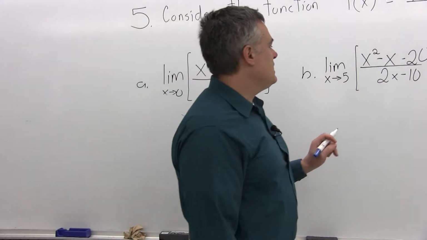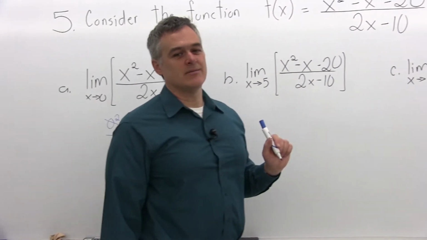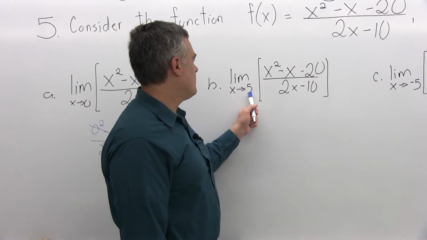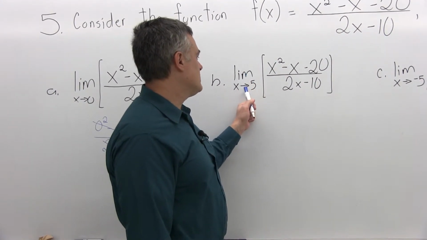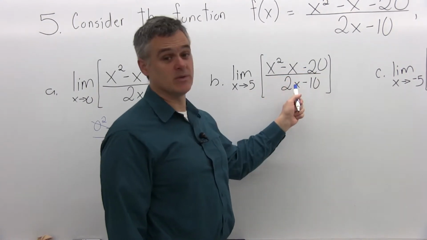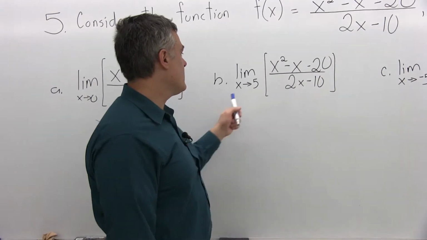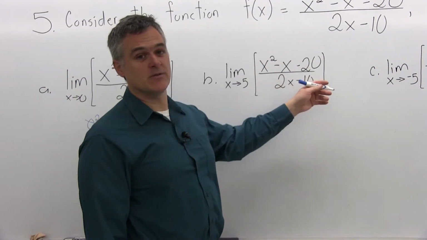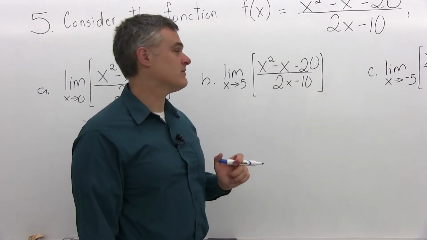Now, part B, I can't do that. I can't just put in the 5. It says find the limit as the input approaches 5 of the same function, x squared minus x minus 20 over 2x minus 10. So in part A, I was approaching 0. I just put in a 0 for x, and I was able to find the answer easily enough.